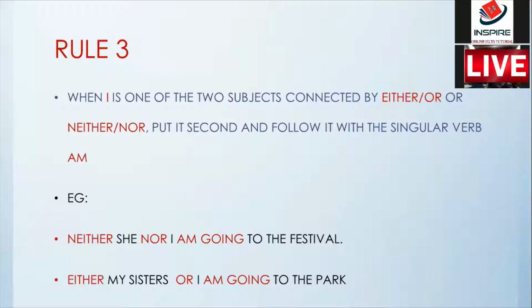So we have gone through three rules. The first one was when two singular subjects are connected by or nor, it will take a singular verb. When two subjects are connected using either or neither nor, it will take a singular verb. And the last one is when I is one of the subjects, connected using either or neither nor, it will take the second position and we will add a singular verb called am. Is it clear? Is it clear, Bina? Yes. Okay, so we will move on to the fourth rule.